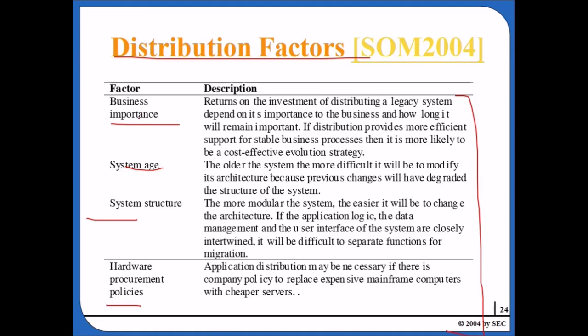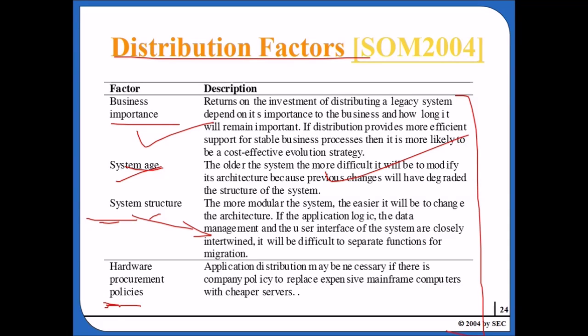Business importance: the returns on the investment of distributing a legacy system depend on the importance to the business and how long it will be important. So if distribution provides more efficient support for a stable business process, then it is more likely to be a cost effective evolution strategy. In a similar way, system age: if it is older, you have to change it to a newer version. System structure: if a more efficient architecture is available, you have to change to the new architecture, and also migrate to different hardware.